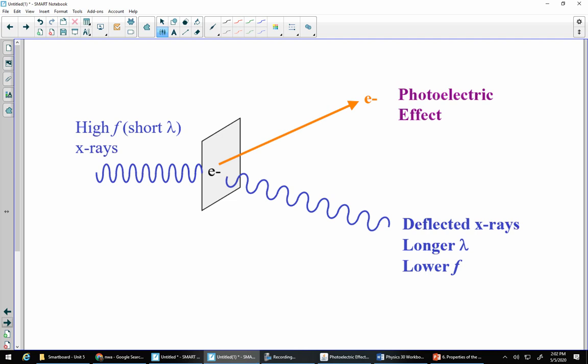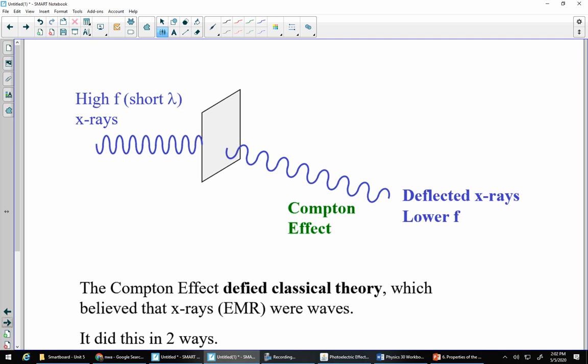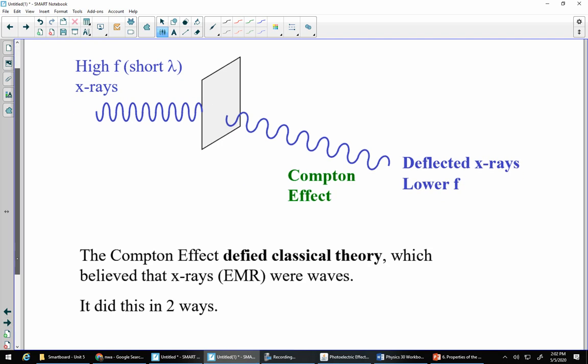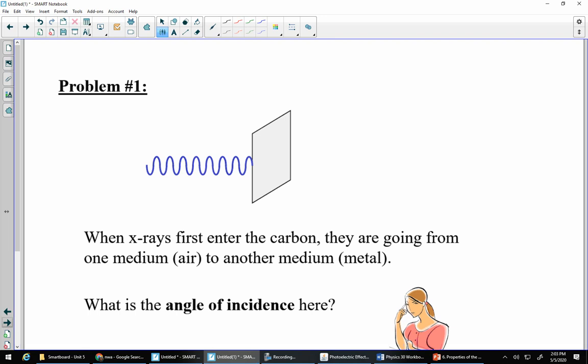This was a bit of a surprise for Compton and all the other scientists that were working on this at the time. So let's explore this a little bit further. And again, this is the Compton effect, that deflected X-ray with a longer wavelength and a lower frequency. The Compton effect actually defies classical theory in two very big ways. Remember, classical theory is treating light as a wave.